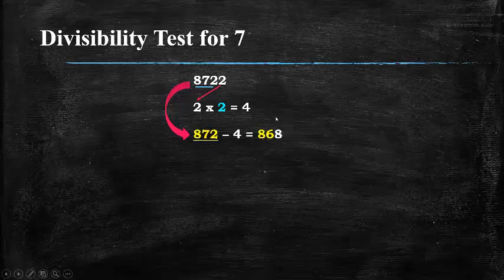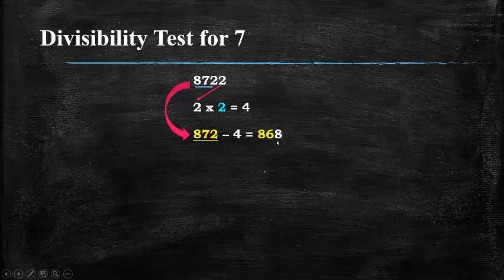I'm going to take out the unit digit and multiply it by 2. So 2 into 2 gives me 4, and this 4 will be subtracted from the remaining digits of the given number. The remaining digits are 872. So 872 minus 4 gives me 868. Again, in this value 868, we have the unit digit 8.